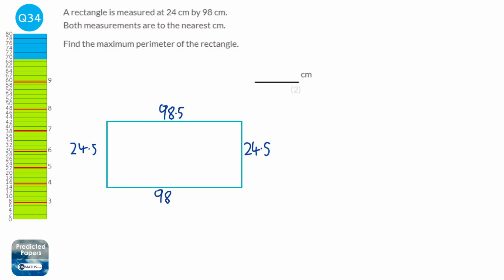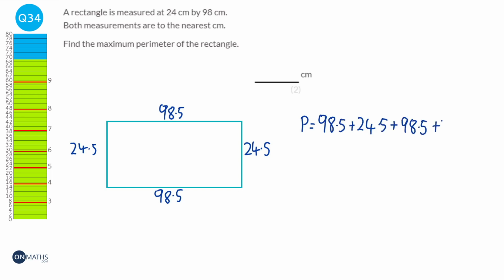And so to find the perimeter, all we're going to do is add all these together. So 98.5 plus 24.5 plus 98.5 plus 24.5. And that gives us the answer of 246 centimetres.